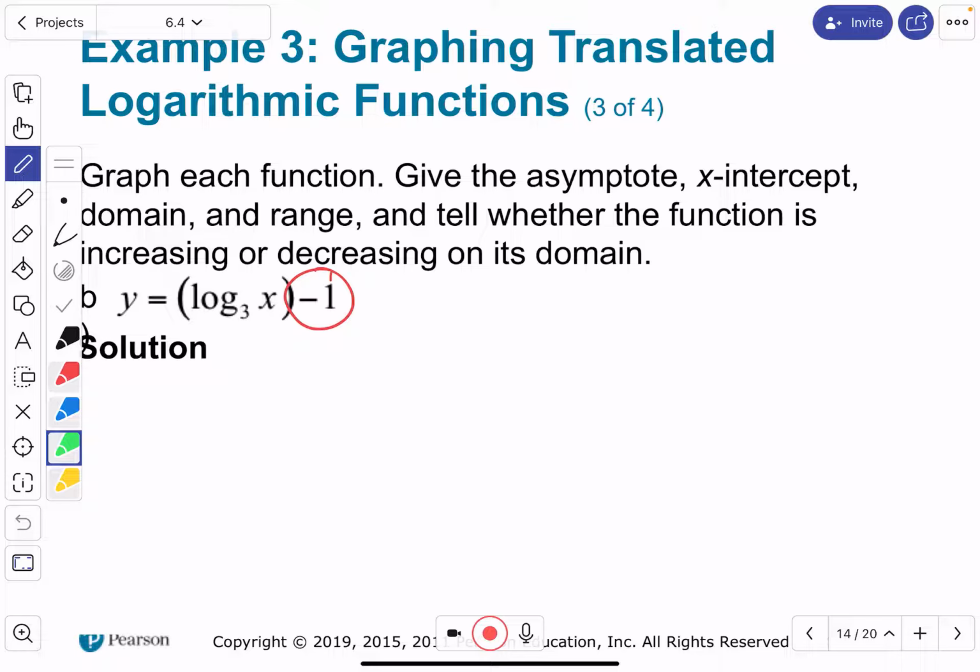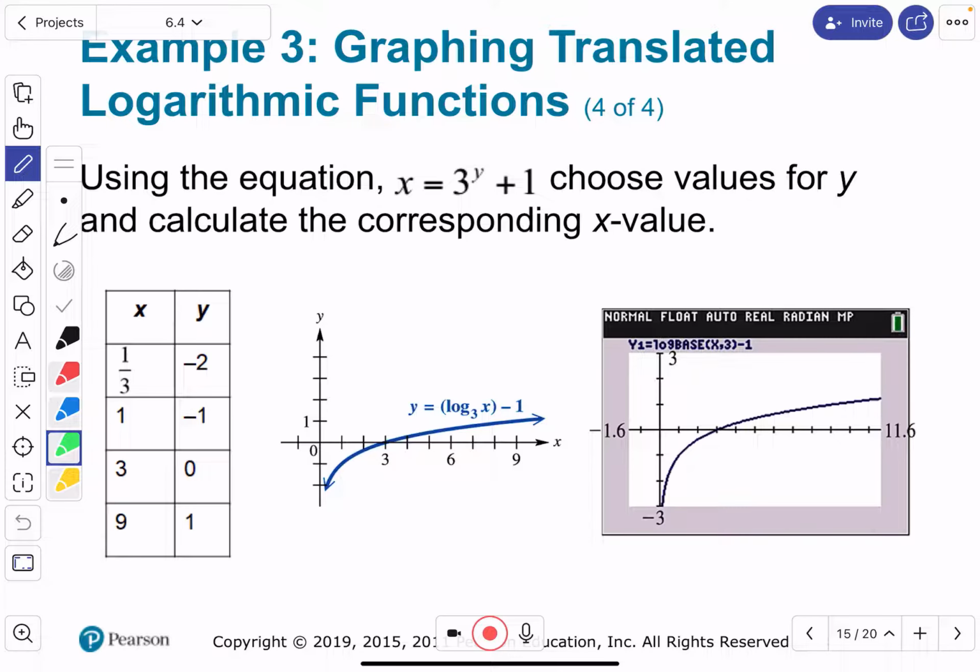So now if we look at this one, log base 3 of x minus 1. So if we look at the graph, it didn't go left or right, so our domain is 0 to infinity. Arrows go up and down, so the range is still -infinity to infinity. Since the domain is 0, our asymptote is x equals 0. And then it's increasing. So all of that is the same stuff we've been doing.